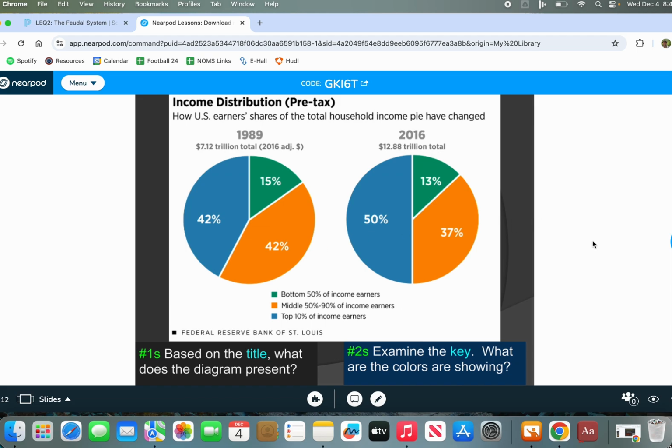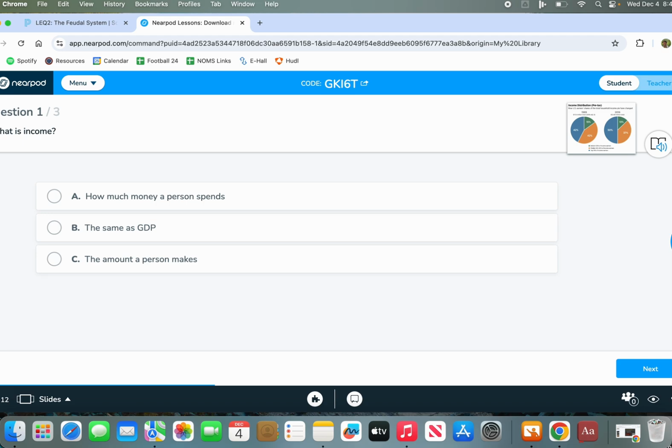So now, let's think about medieval, all right? Before we think about medieval, I want you on your end to answer these questions. What is income? How much money a person spends, the same as GDP, or the amount of money a person makes. Who is represented by the color green? The 10 richest Americans, the half of America making the least money, people living in Pennsylvania.